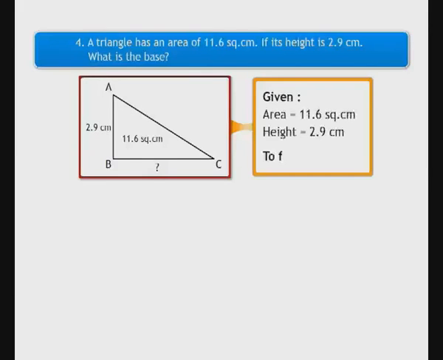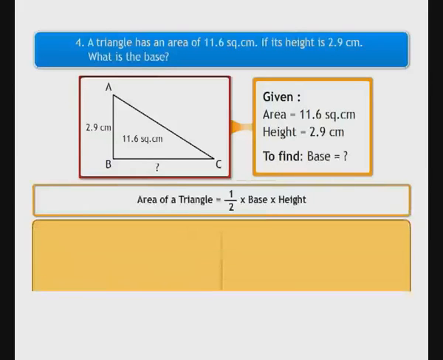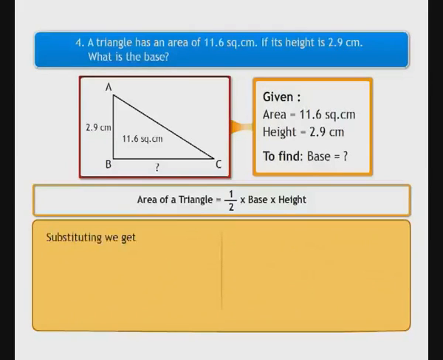Now multiply both sides, that is numerator and denominator, by 10 to remove the decimal point. We get length BC is equal to 23.2 into 10 divided by 2.9 into 10. Therefore, length BC is equal to 232 divided by 29, which is equal to 8 centimeter. Hence, the length of the triangle ABC is 8 centimeter. Similarly, we can also find the height of a triangle when the area and base of the triangle is given.